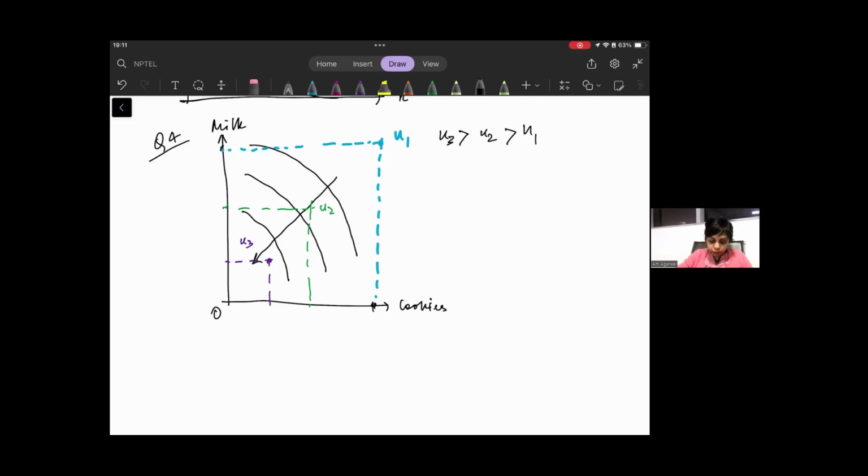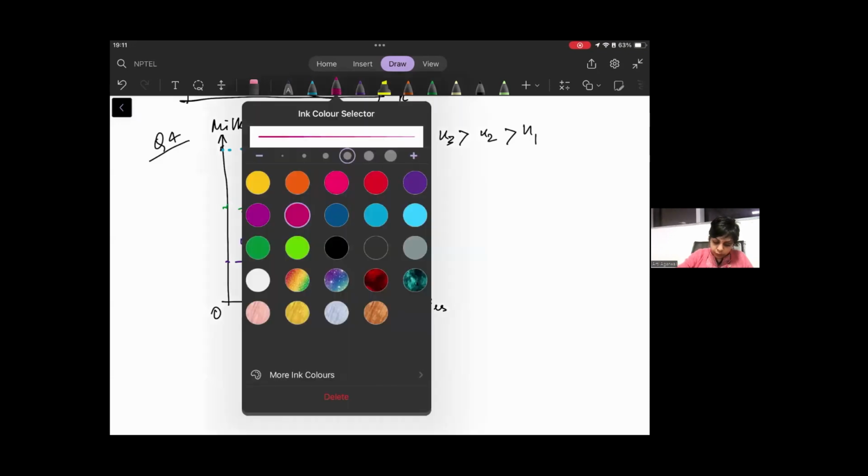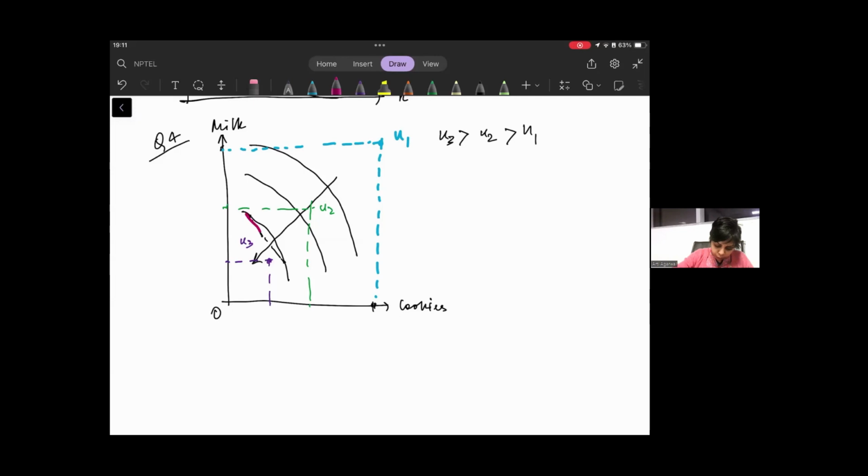So what now? We just draw this line and see what is happening here. You see this point, any point on this line, maybe let's make it red. No, not many colors left. So any point here is preferred to, higher than, any point on this curve. Let me use some other color. Okay, if I use this color for this curve, then any point on the pink line gives you higher utility than any point on the blue curve.